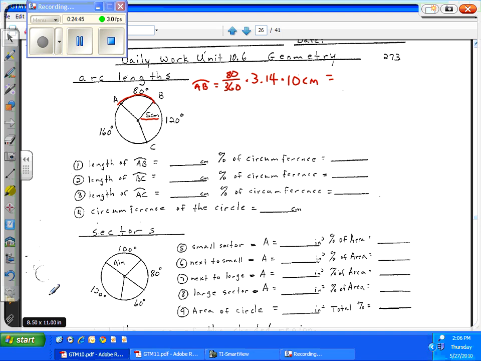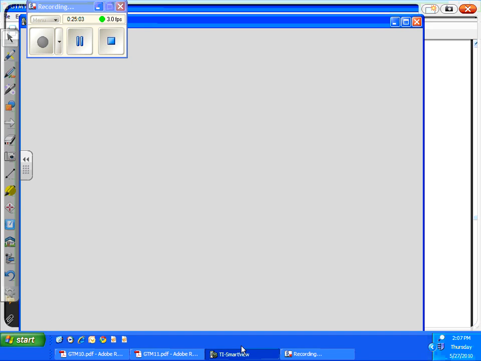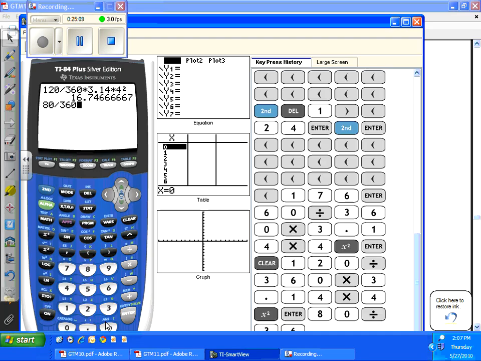What percentage of the circumference is that? How would you find that? 80 divided by 360. Do what it says, divide. When you divide, you're going to get a decimal. Let's do that on the calculator. 80 divide 360. So we're just going to change that fraction to a percent.